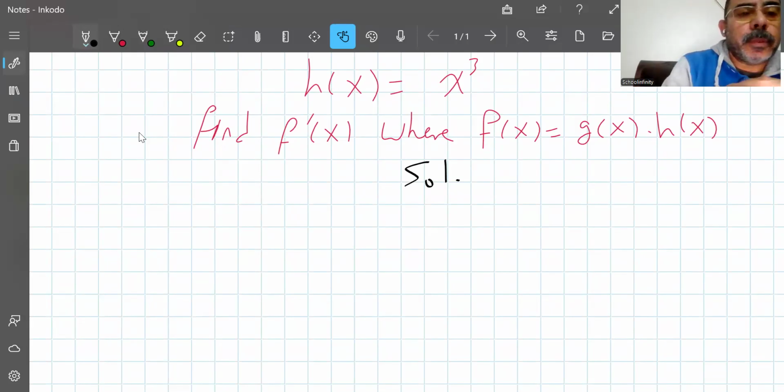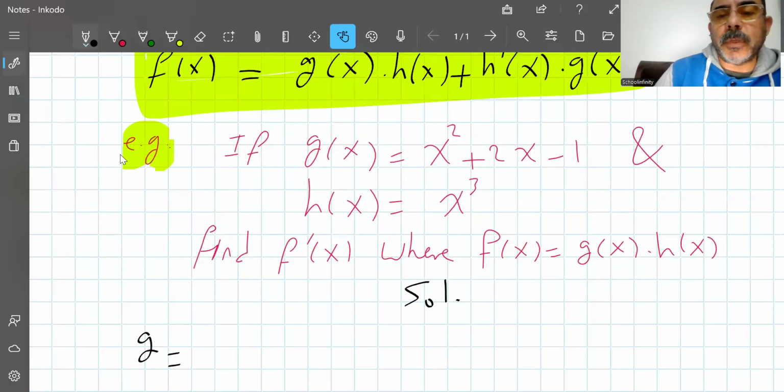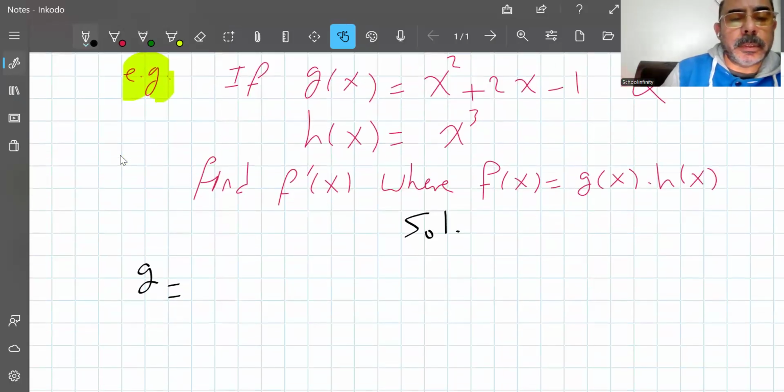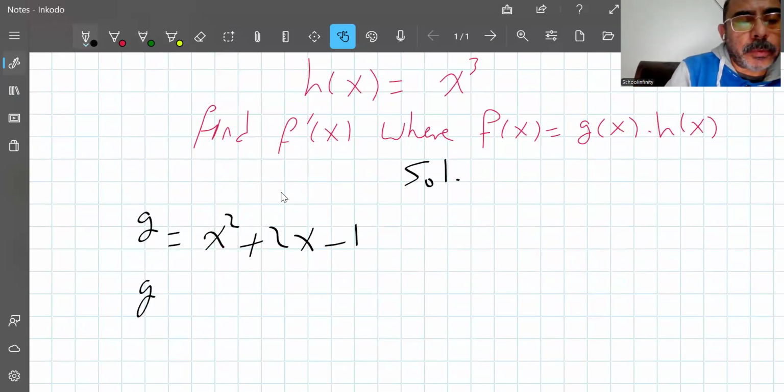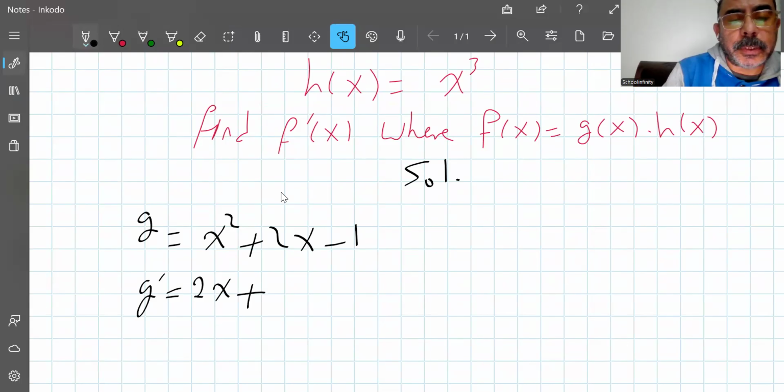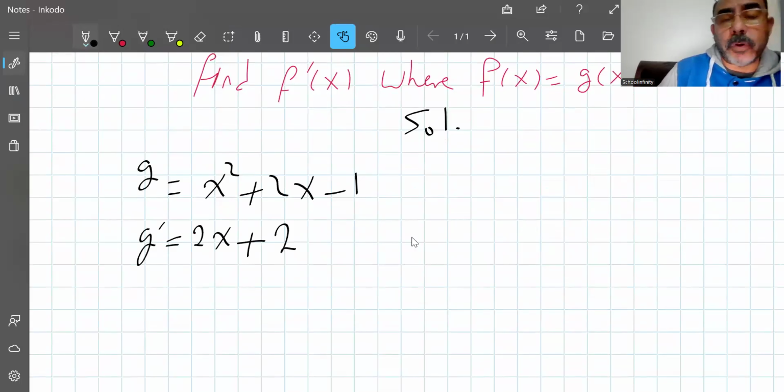The first one, write g. So we have g of x equals what? g of x equals x squared plus 2x minus 1. Then find g prime, which is the rate of change of g with respect to x, or the derivative of g. So we must differentiate the right-hand side. So x squared, its derivative will be 2x, and then plus the derivative of 2x, which is 2. Of course, the derivative of -1 will be 0, so we can cancel it.